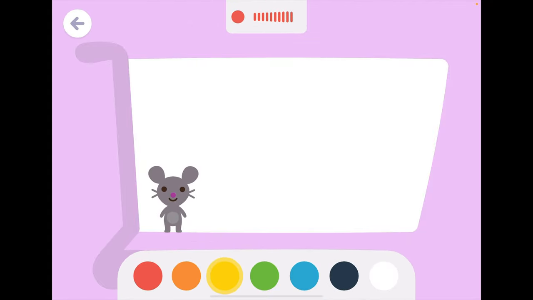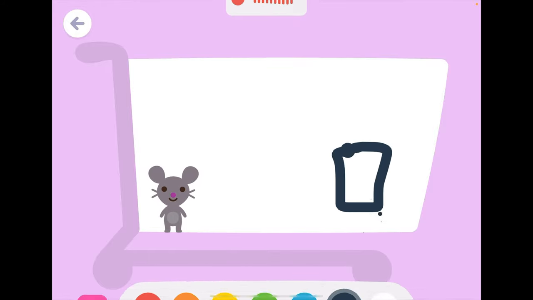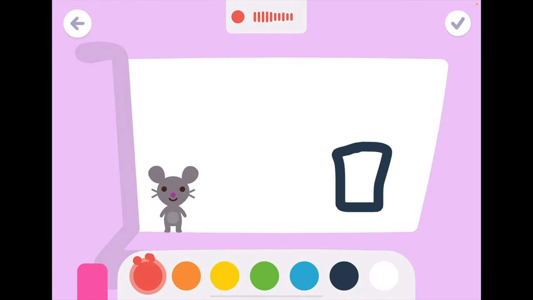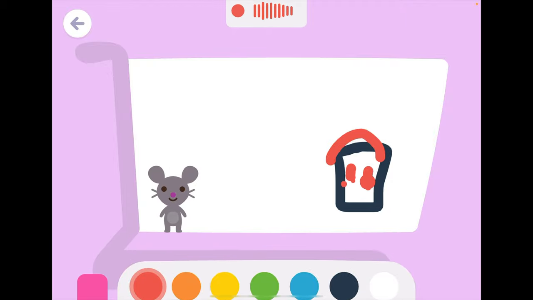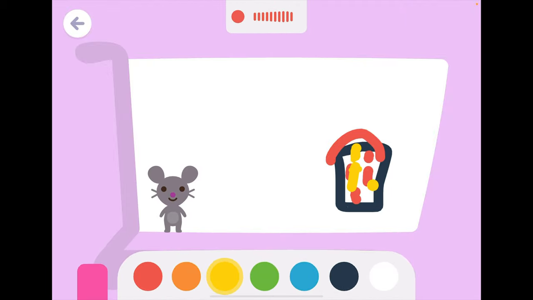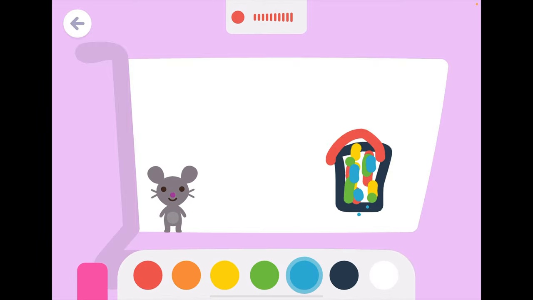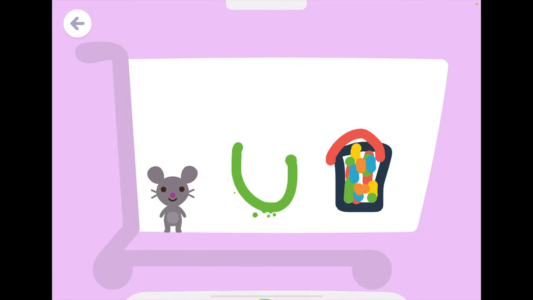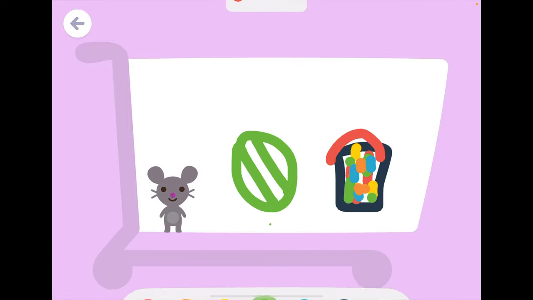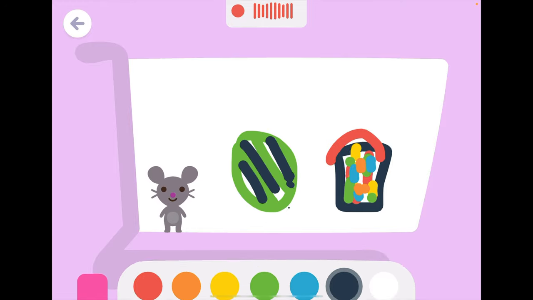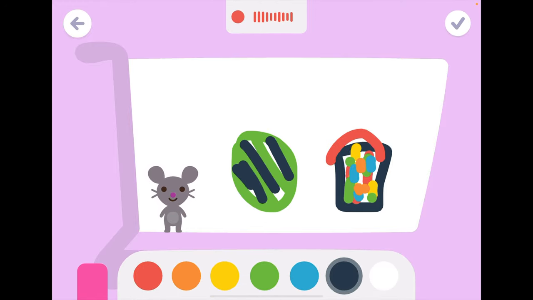Fill up your cart with groceries. Oh, we get to fill up our cart with groceries. Okay. All right, so let's see. We need another jar of sprinkles. There we go. And then we need a watermelon. I don't have a light green. And then what else do we need?